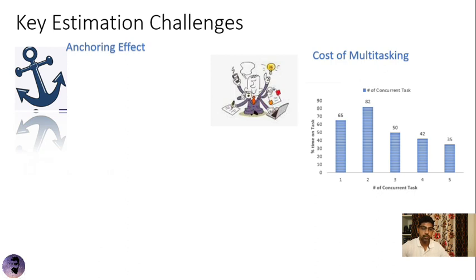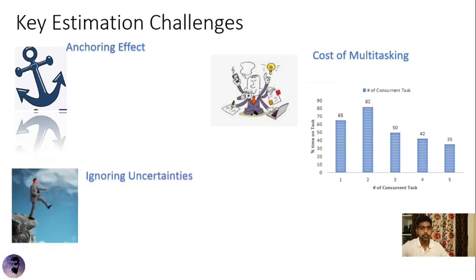So we have to be a little bit careful in this area. Then, ignoring the uncertainties. This is predominantly what most of the team does. They just look at the things that they know. We don't usually look at things that we don't know. So we have to factor in those. There is a whole range of risk management involved in addressing this effort. But it is always good to know the uncertainties that are involved in carrying out a particular task.